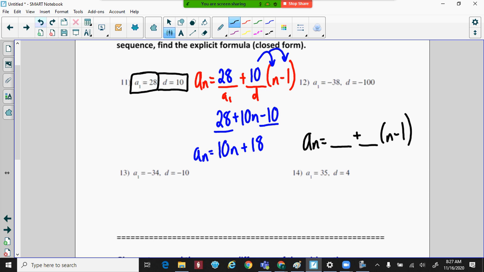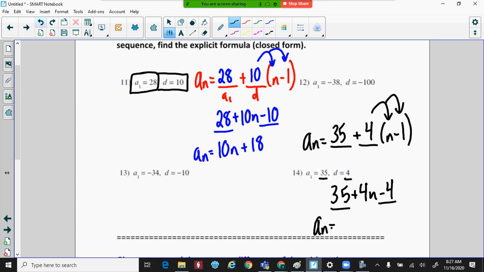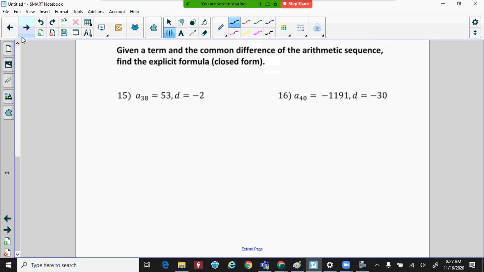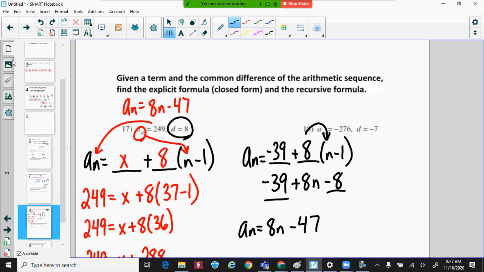Okay, my first term is 35, so I put 35 in the first blank. My common difference is 4. There we go. I'm going to distribute, and I get 35 plus 4n minus 4. When I combine like terms, my final answer is A of n equals 4n plus 31. There we go. That's how easy it is. All right. Now, let's dial up the difficulty a little bit.